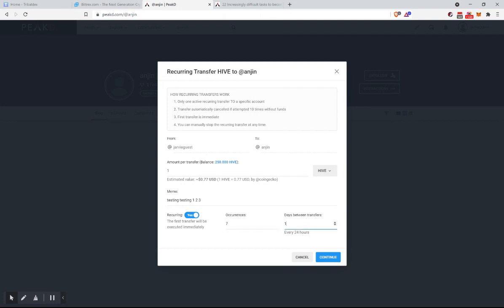And we're going to do it 7 times, and it's only in increments of daily amounts, 24 hours. So we could do it every 2 days, we send you one Hive with this message, but let's do every day. Okay? The first one will come out immediately. And then the next one waits for 24 hours. So let's sign for that transaction.